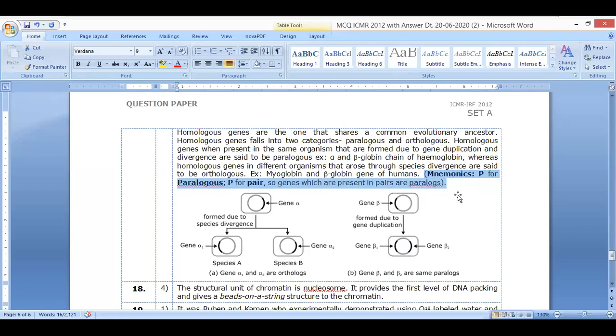The question asked in ICMR was about myoglobin and beta hemoglobin genes, and which types of genes these are. These genes diversified and gave the alpha and beta globin chains of hemoglobin, whereas hemoglobin genes in different organisms that arose through species divergence are said to be orthologous. Hemoglobin genes present in different species, such as myoglobin of dog and beta hemoglobin of humans, are said to be orthologous. Okay, so this is clear to you all. Now returning back to Pathfinder, if you find any query, you ask me. Okay.